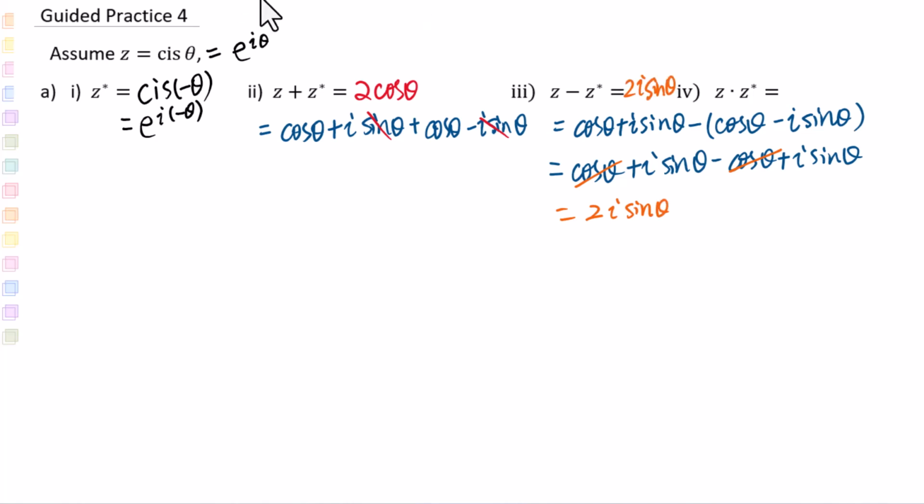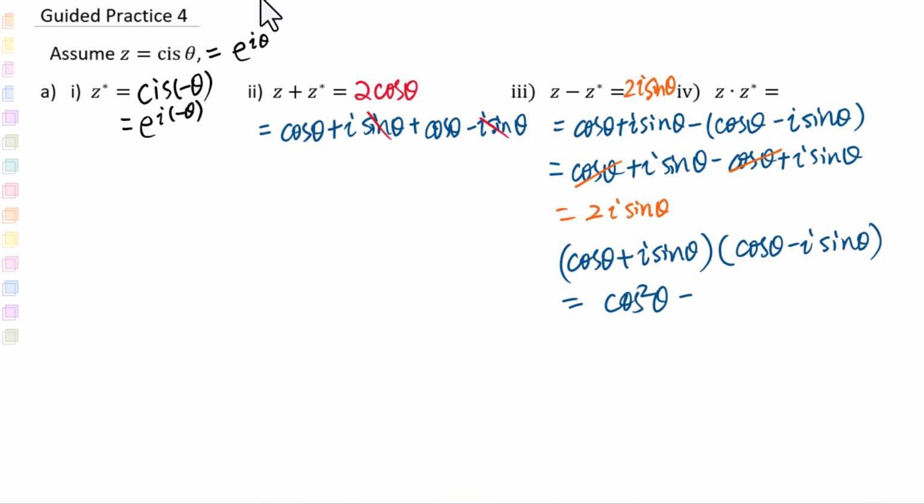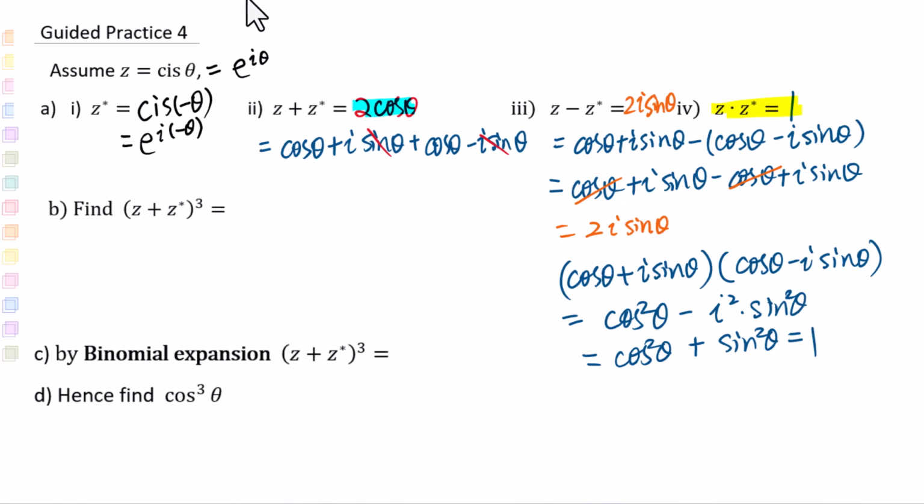Question 4. z times z star, which means cosine theta plus i sin theta times cosine theta minus i sin theta, equals cosine squared theta minus i squared times sin squared theta, which equals cosine squared theta plus sin squared theta, which equals 1.